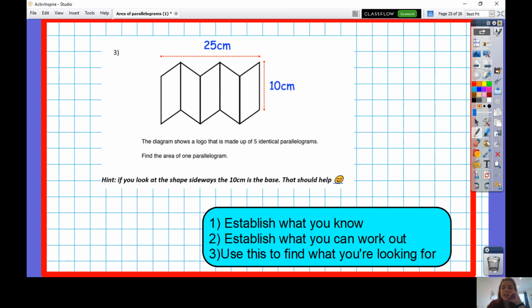Okay, for this one I said it would help you to turn it sideways and think of that as the base. The base is 10. What is one perpendicular height? If 5 perpendicular heights is 25, 1 would be 5. So then to find the area of one parallelogram, I'm just doing 10 times 5, which is 50 centimeters squared. Well done if you got that one.